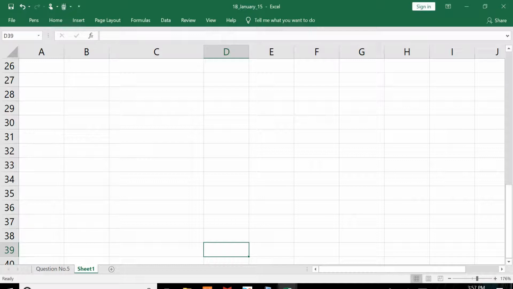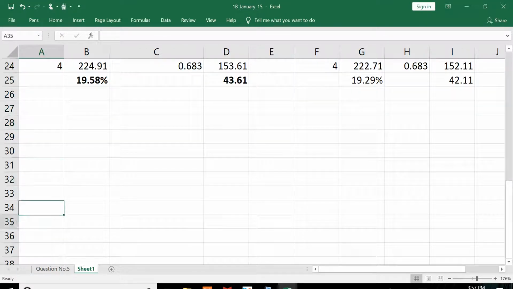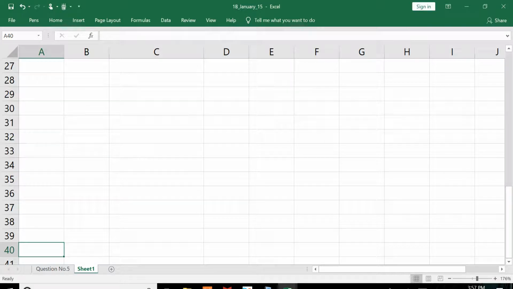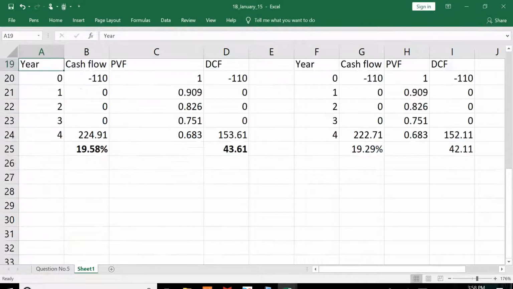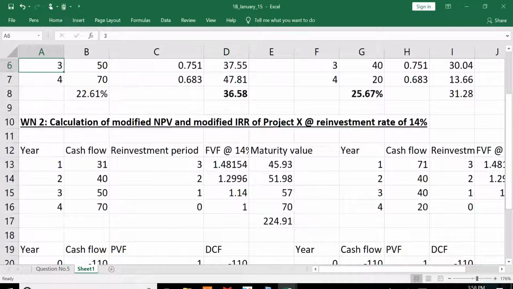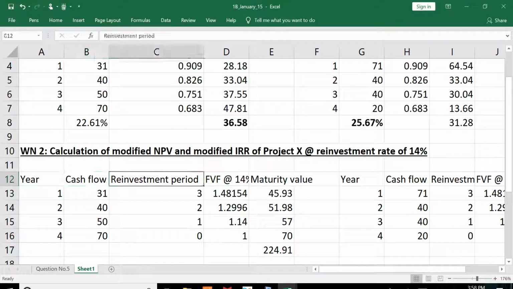Now write year 1, 2, 3, 4 and the cash flow. The reinvestment periods are 3, 2, 1, 0. Write the factor and write the maturity value.